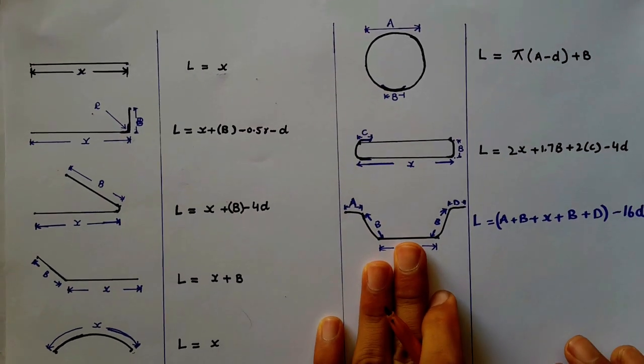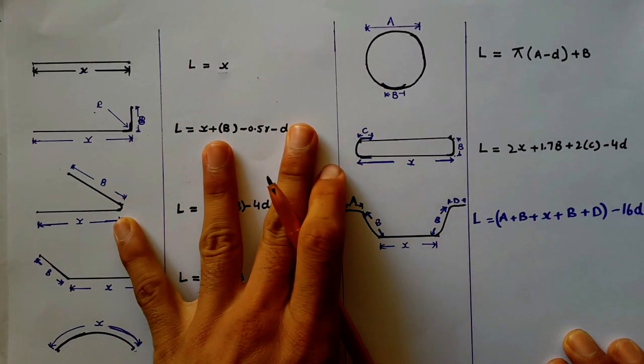So these codes and shapes are very important to find out the quantity of steel in the bar bending schedule.